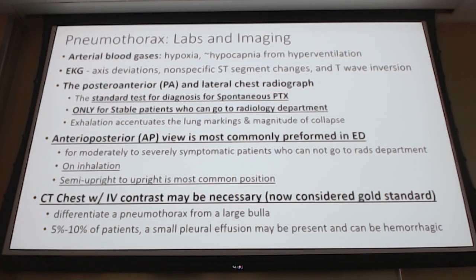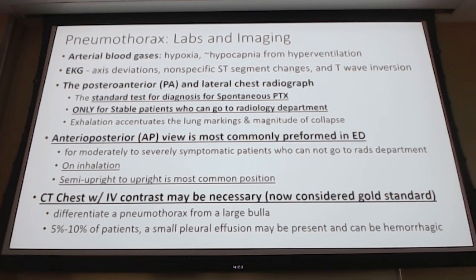Chest CT with IV contrast is now considered gold standard. Okay, it'll really differentiate between a large bulla and a pneumothorax. And a lot of times if the pneumothorax is so small, we will only really pick it up on CT. Like I said, it really only shows up on x-ray if it's more than 30%. If it's less than that, we may not actually see it on x-ray.